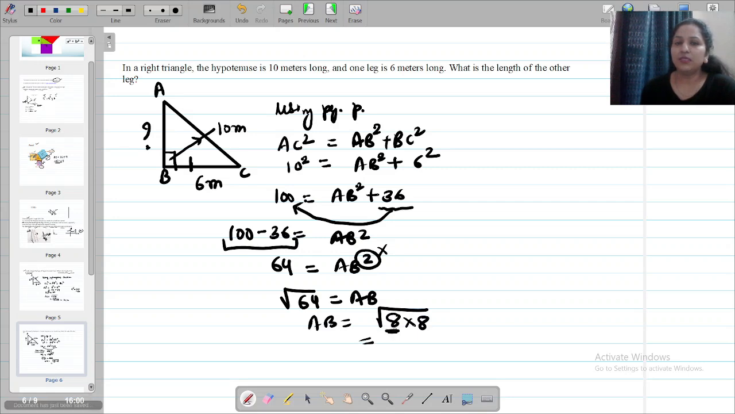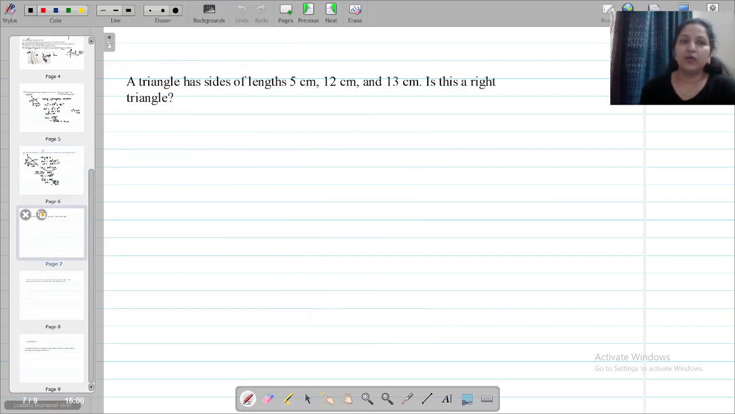Two similar numbers, so one number cancels under the root, and we are left with just 8, and the unit here is meters, so our answer is 8 meters. So we have got this answer, 8 meters. Let's now move to a different kind of question.